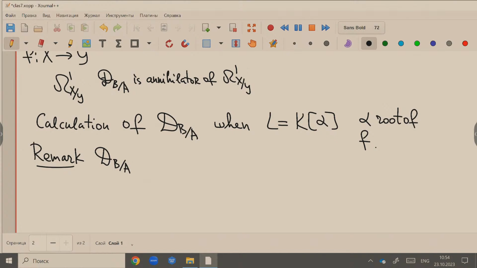So if S is a multiplicative set of A, then the localization of the different is equal to the following: you take the corresponding ideal and consider the ideal generated by it in the localization. So this is an ideal in B_S.